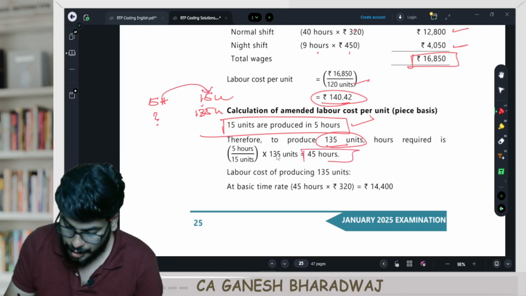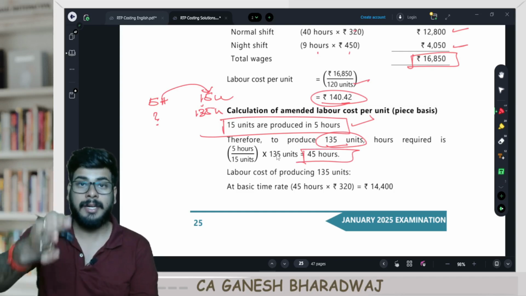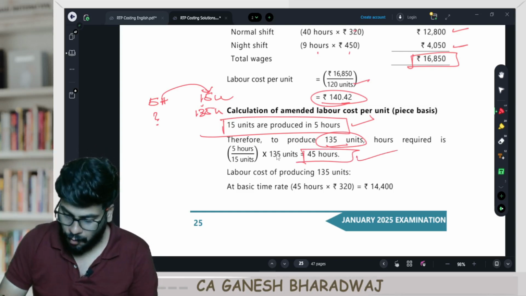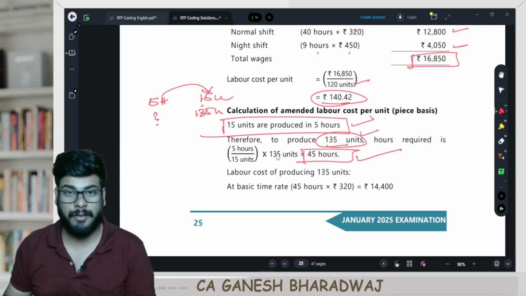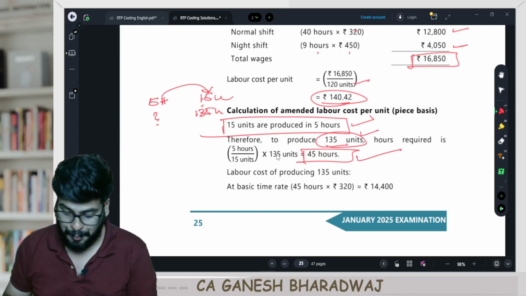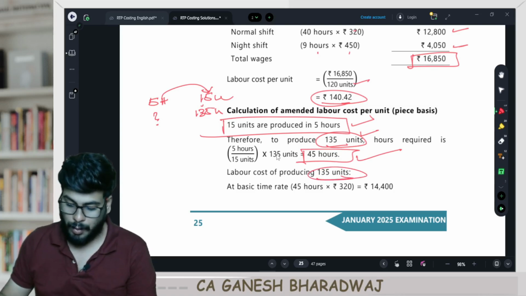So you proportionate it. Basically what is happening? Currently, these guys work for 45 hours and they are able to achieve how much? 135 units. Are you clear with this? Now, what is the labor cost for producing 135 units?